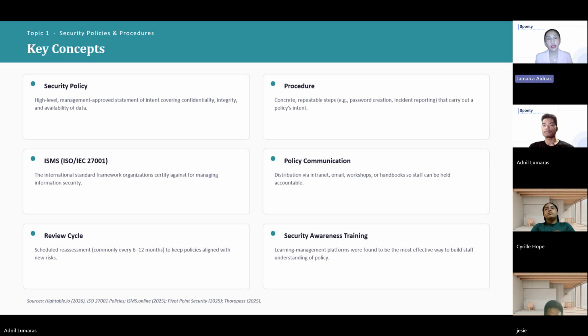Beyond audits and contracts, policies function as a kind of institutional memory. Employees come and go, but a well maintained policy library preserves the organization's accumulated judgment about how to handle risk so that new hires don't have to relearn lessons the hard way.